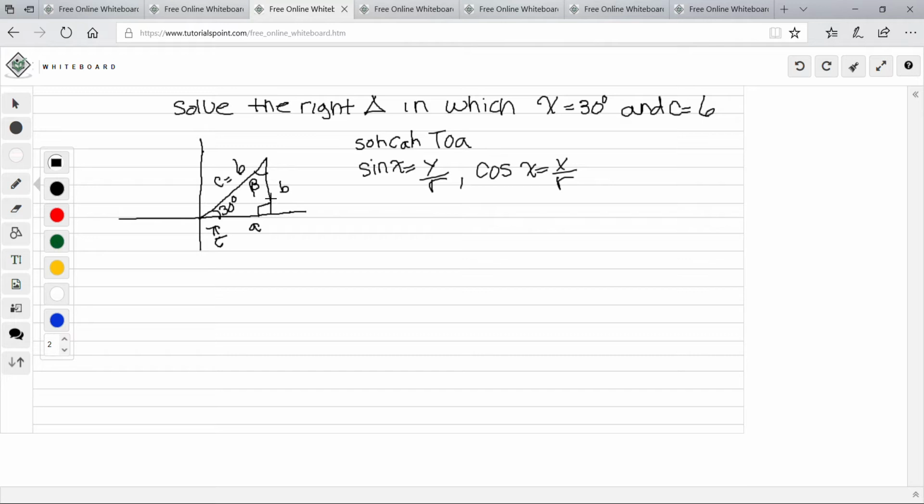So I know this is beta. Angle beta is 60 degrees, right? Because this is a 30, 60, 90 degree triangle. Because if you add 60 plus 30 plus 90, you get 180.